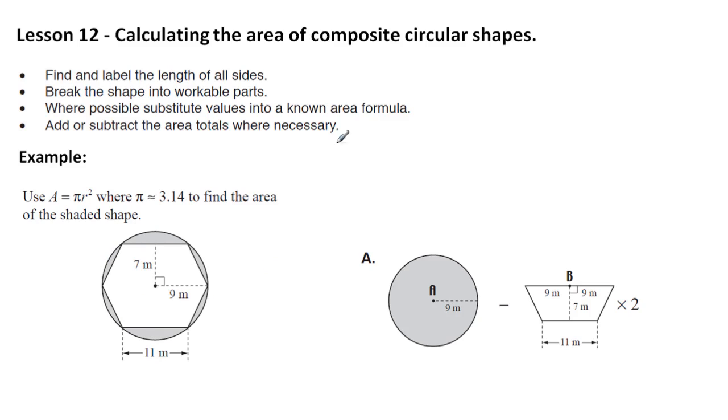Now up here we have some hints, and the first is that we find and label the length of all the sides. Secondly, we break it up into workable parts, and if possible use a formula to help us with the substitution and solution, and then we add or subtract areas as needed. In this case, if we can work out the area of this hexagon, six-sided figure, and subtract it from the area of the big circle, we're going to have the answer. This is shown in the diagram next to us.